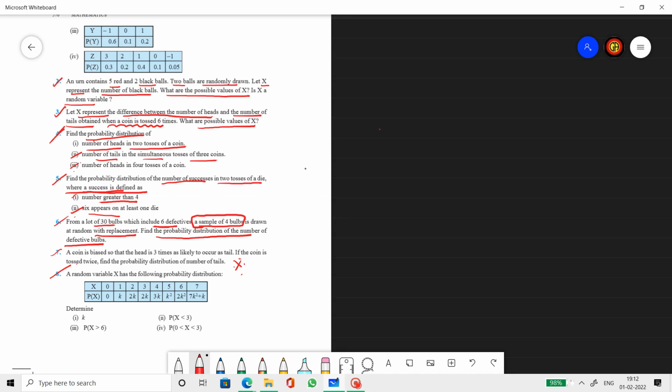Question number 8. A random variable X has the following distribution. So X and P of X is already defined and given to us. Only thing, P of X has a missing variable K. And we know that total probability is 1. So sigma P of X must be equal to 1. Now add everything. 0 plus K plus 2k plus again 2k plus 3k plus k square plus 2k square plus 7k square plus k equal to 1.